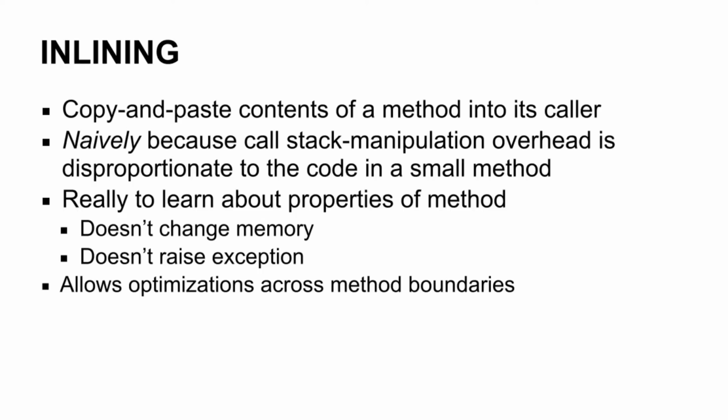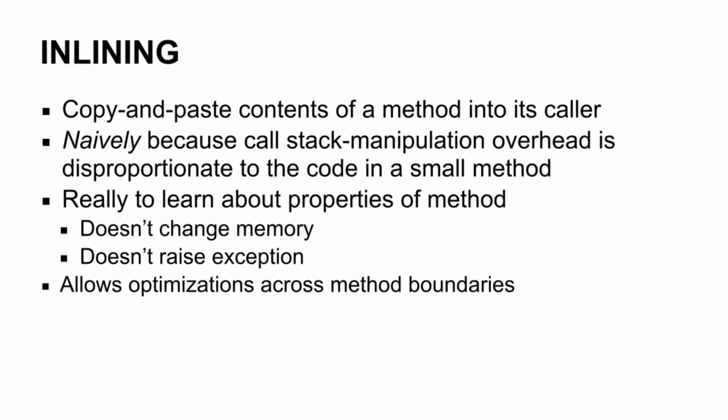The naive explanation for why we do this is that for a small method, which only has a small amount of code, the overhead of manipulating the stack to put the method on and off the stack is disproportionate to the actual code we're running. But that's only part of the reason. It's really to allow us to learn about properties of the method. Does the method not change memory? If so, then we can do redundant load elimination. Or even if it does change memory, if we know it only changes floats, we don't have to worry about changes to ints or objects, and we can take advantage of that.